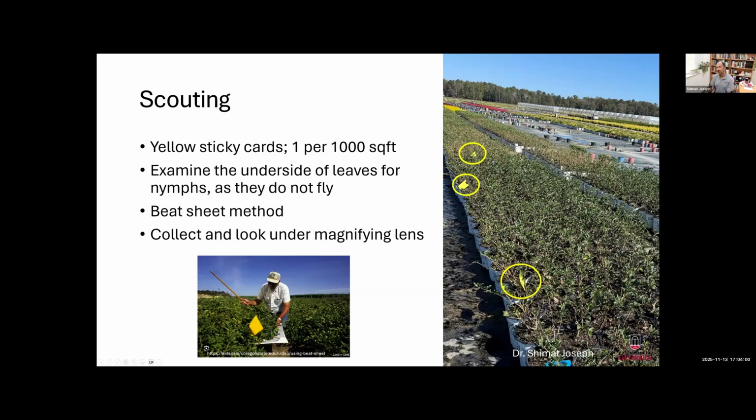Okay. Another method that you can use is a sheet. Take a big sheet, we call it a beat sheet, a kind of cloth that has a structure that you can hold on to, and you can hit the plant over it. If there are any bugs there, they will dislodge and fall onto the cloth sheet, and using your eyes or a magnifying glass, you can quantify to see whether they are present. So that is another method you can use. So sticky cards and the beat sheet method could be two strategies to look for this pest.